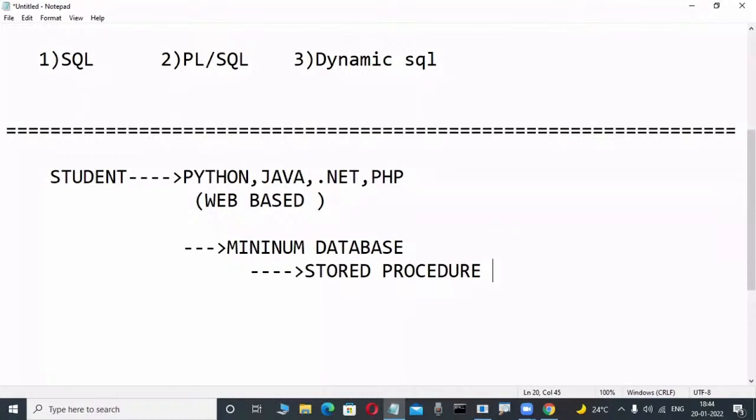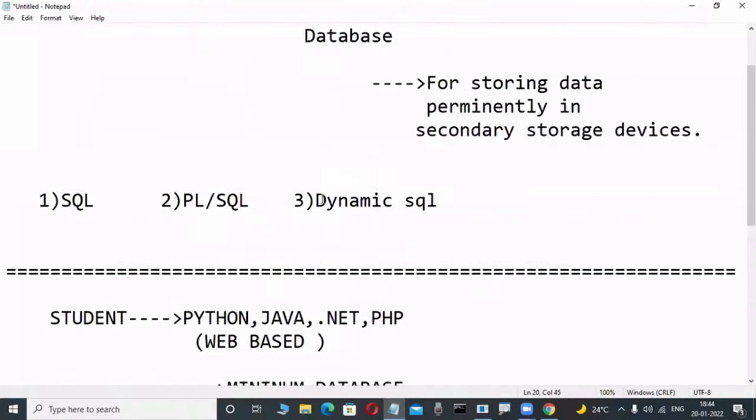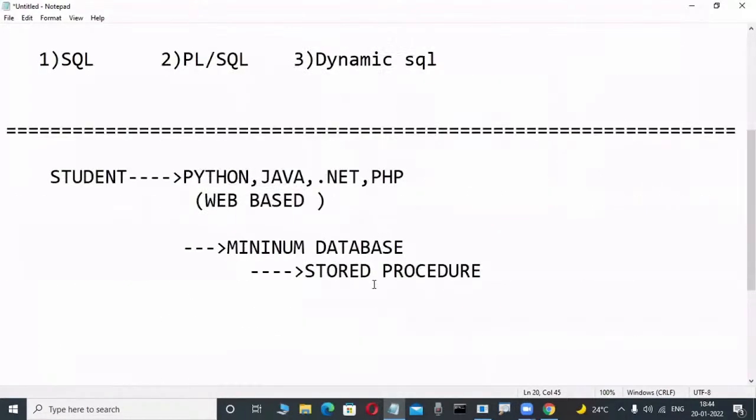They check whether at least minimum knowledge is there or not, because these front-end developer programmers also need minimum knowledge. Either Oracle, SQL Server, or DB2, anything, minimum knowledge is required. That's why so many fellows are learning courses like this.